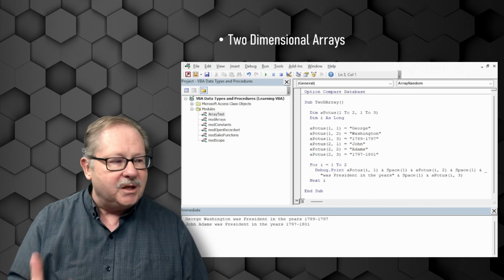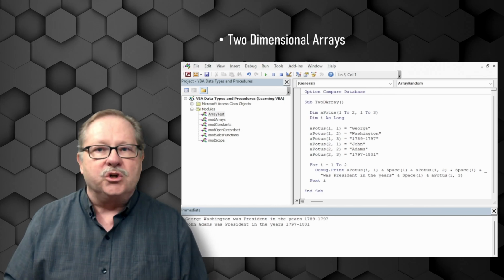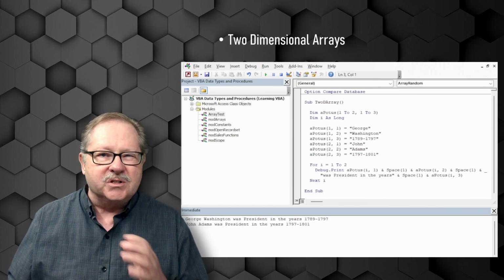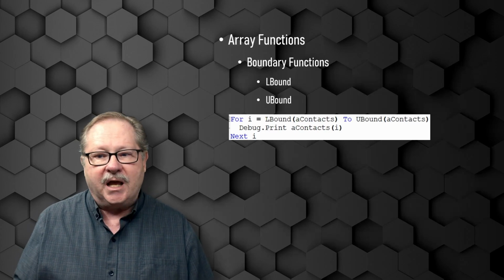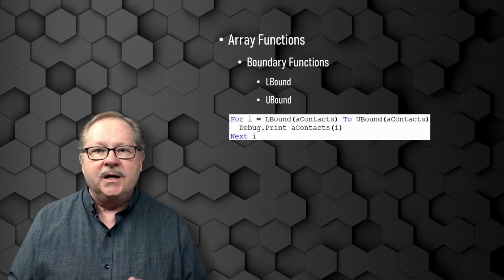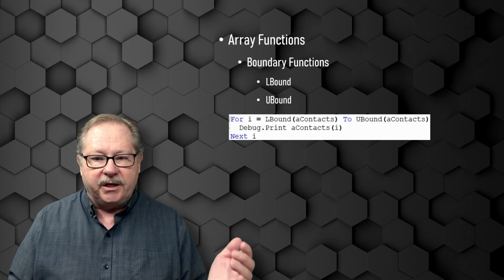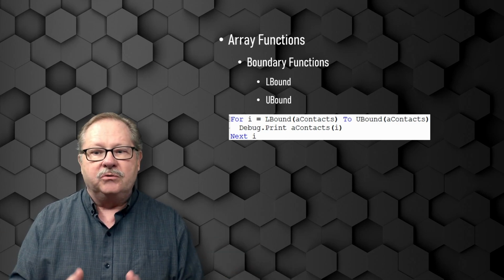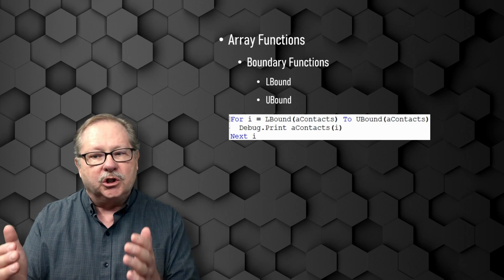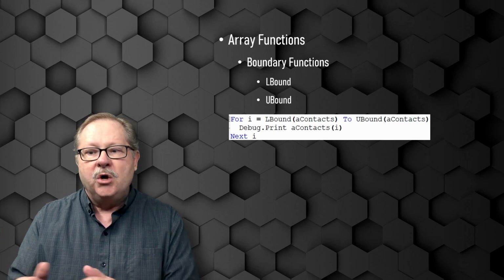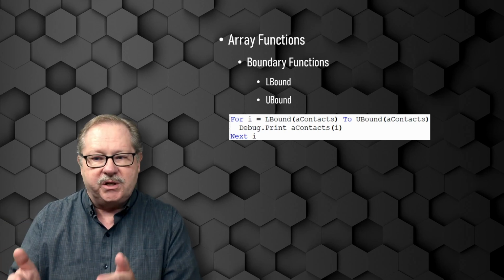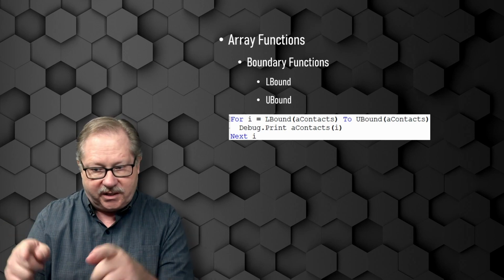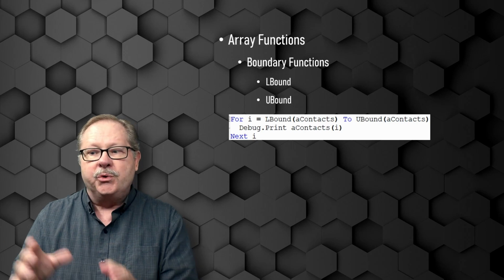Now, there's a few additional things that you can do with arrays. First off, there are some functions that you can use with arrays. The boundary functions help to establish what the boundaries are in a particular array. So for I equals the lower bound of aContacts, in other words, we've initialized aContacts and we've told the array values in aContacts, to upper bound.